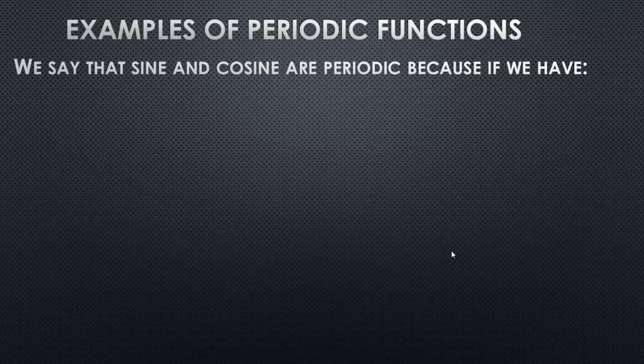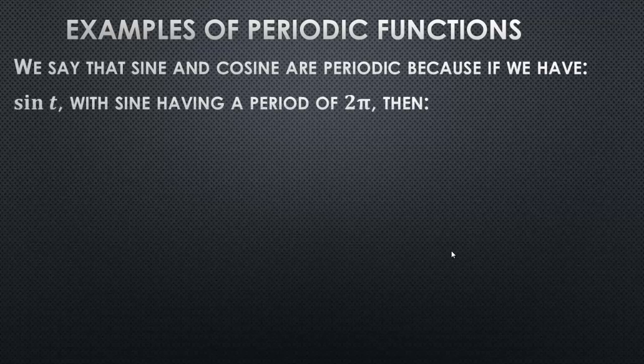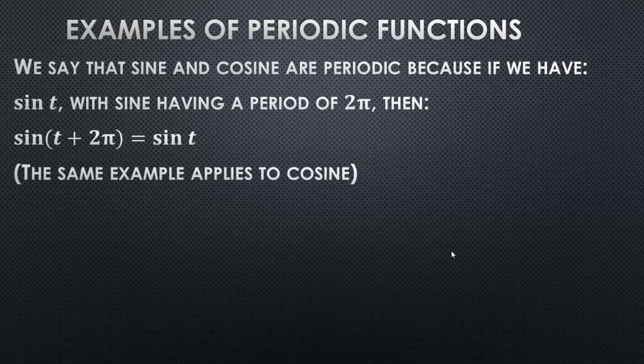So we say that sine and cosine are periodic because sine of t has a period of 2 pi, so the sine of t plus 2 pi is also going to be the sine of t. That means every 2 pi it repeats itself. So you're going to see that in a graph in a minute here. And the same does apply to cosine.